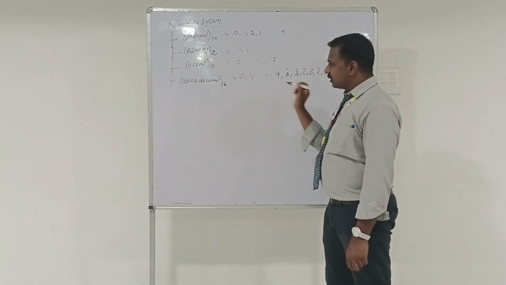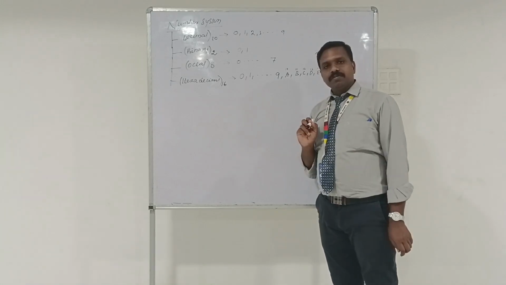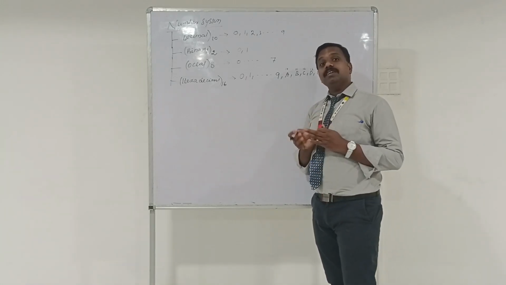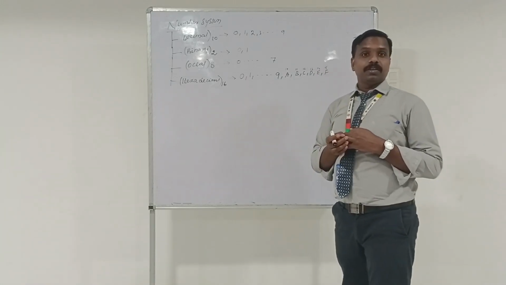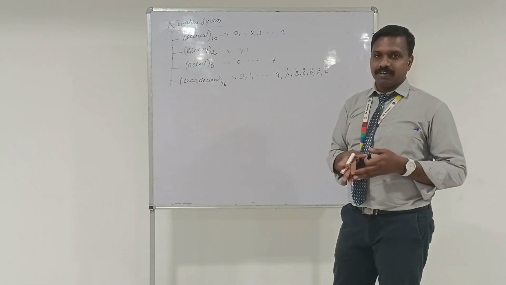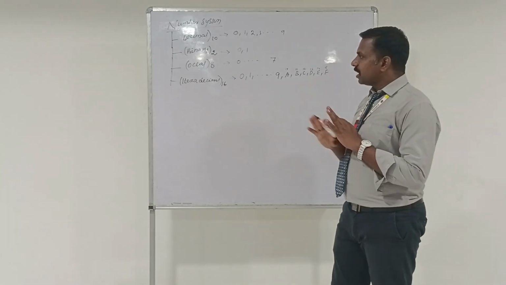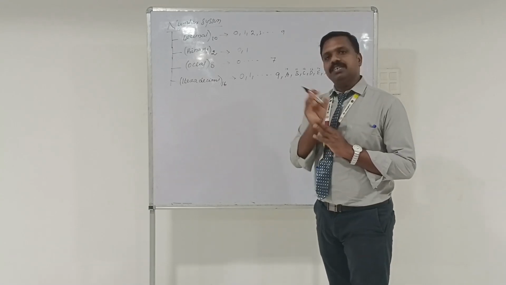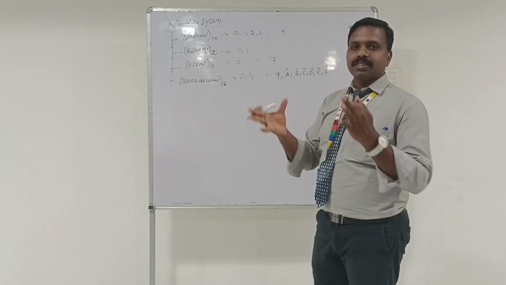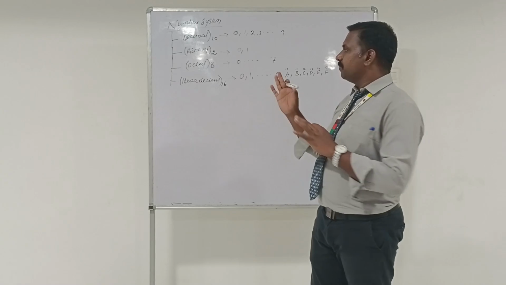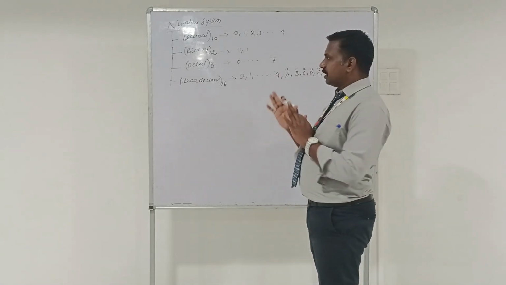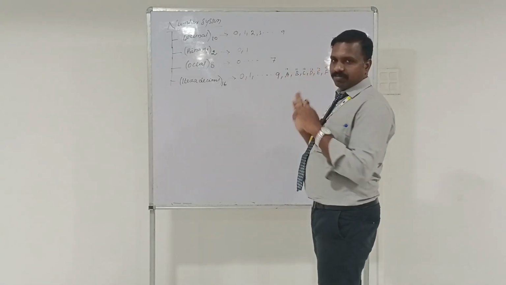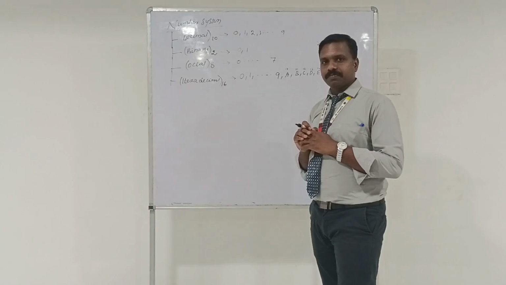In the hexadecimal number system, we are using 16 different digits to represent the hexadecimal value. So the base value is nothing but the number of different digits used to represent that number system. That is the base value. I hope you understand what the base value of each number system is.